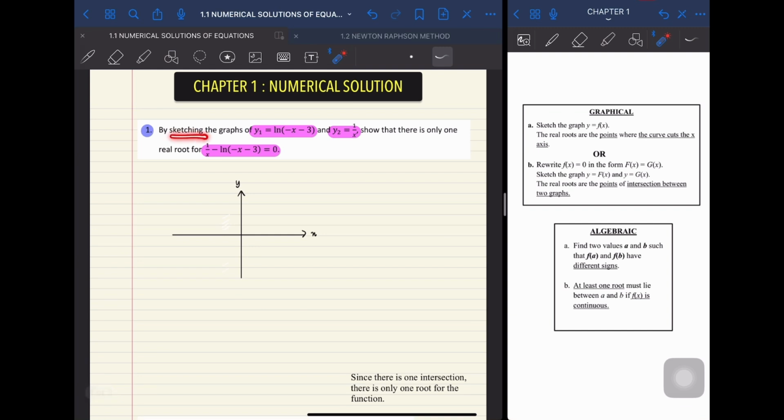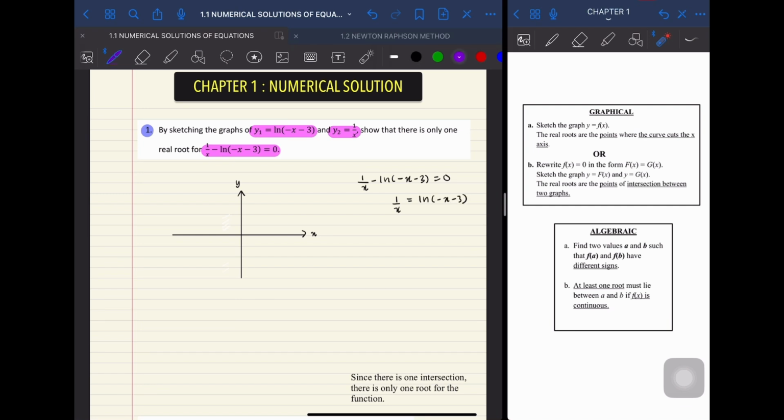They ask you to sketch y1 and y2, and show that there is only one real root for this function. So obviously you've got to use the graphical method because you need to draw the graphs. We have the function 1 over x minus ln(negative x minus 3). Obviously you cannot directly draw this graph, that's why you need to separate it: ln(negative x minus 3).